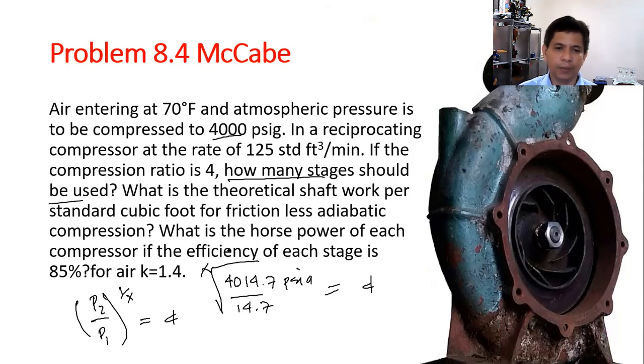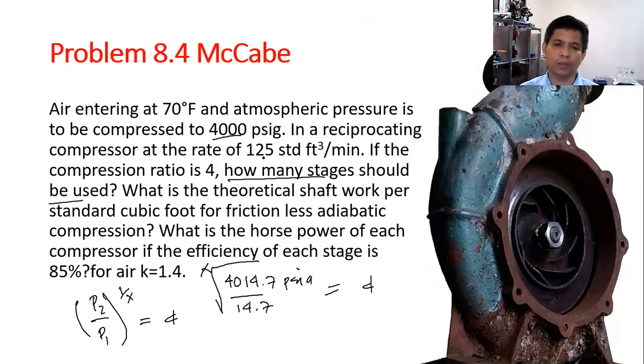Okay. So, the next question is what is the theoretical shaft work? That's WS, or standard cubic foot for frictionless adiabatic compression. So WS lang yan. So WS is basically delta H and delta H is basically CP delta T. So ganun din lamang yun. And then the final question is what is the horsepower of its compressor if the efficiency of its stage is 85% for air. For air, K is equal to 1.4. So ganun din lamang yun.